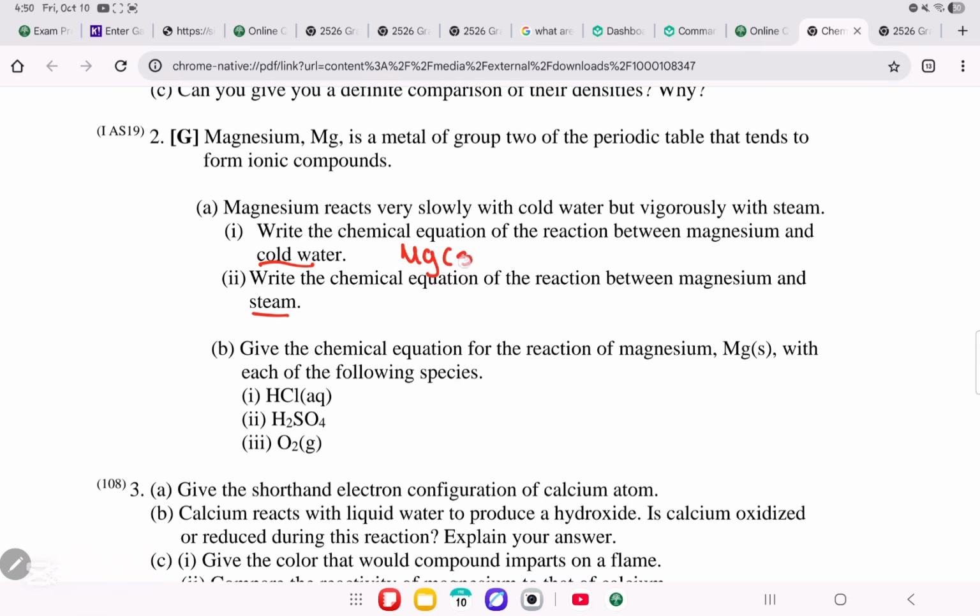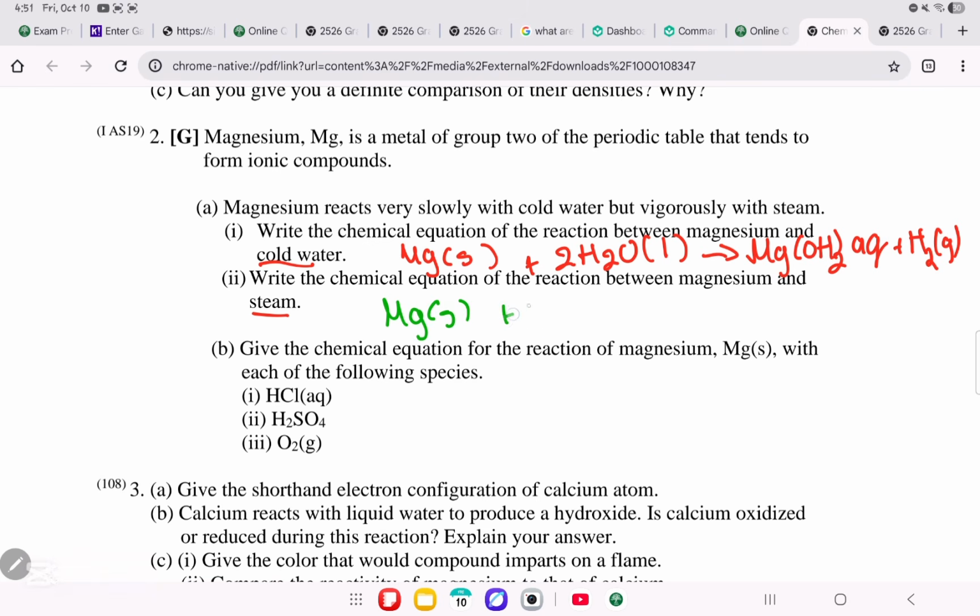Mg solid reacts with 2H2O liquid, in order for us to form Mg(OH)2, which is aqueous, in addition to hydrogen gas. However, when it reacts with steam, it will not form Mg(OH)2, it will form magnesium oxide. So it's going to be magnesium solid plus H2O gas will give us magnesium oxide solid in addition to H2 gas. Alright, so you guys should have these known and memorized by heart.